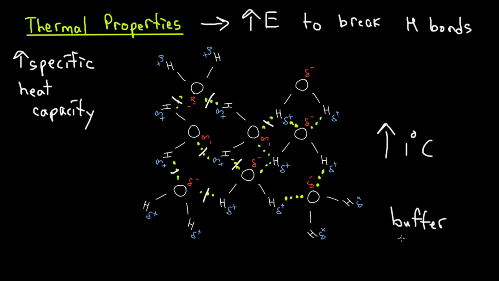And what do we mean by buffer? It means that it keeps things very constant. It doesn't change very much. So essentially, it is very difficult to raise the temperature and it is difficult to lower the temperature. So it's a stabilizer. It stabilizes the temperature needed for living organisms to exist and to fulfill their functions.